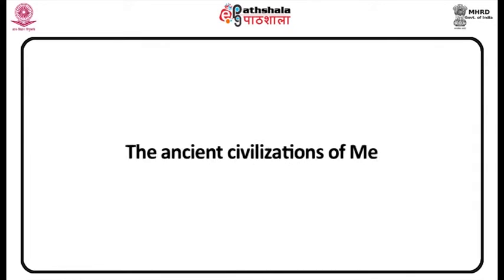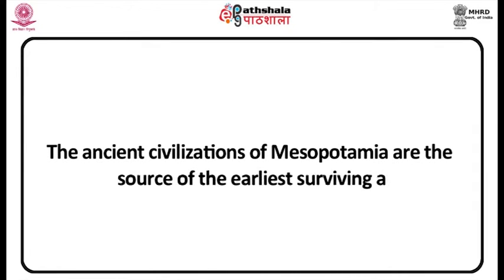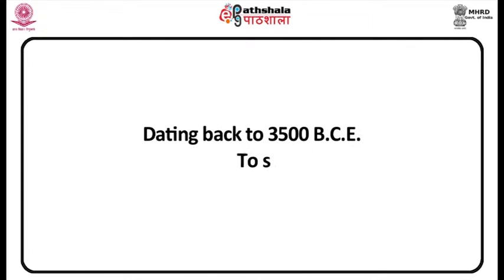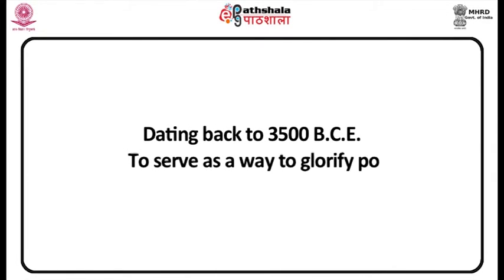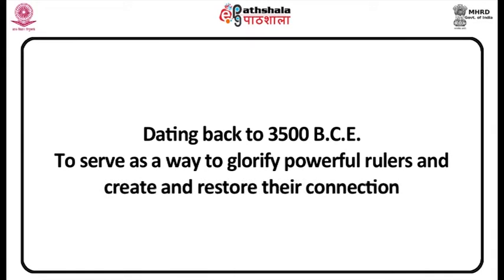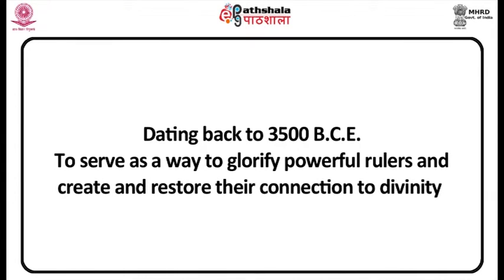The ancient civilizations of Mesopotamia are the source of the earliest surviving art. These civilizations were situated between the Tigris and the Euphrates rivers. Dating back to 3500 BCE, Mesopotamian art was meant to serve as a way to glorify powerful rulers and create and restore their connections to divinity. Art was made from natural resources such as stone, shells, alabaster and marble. Art was primarily meant for didactic purposes only.